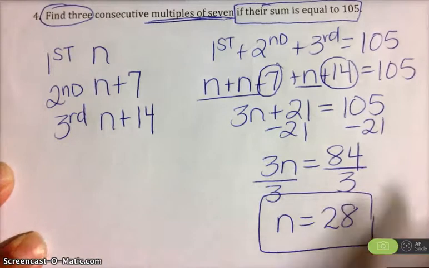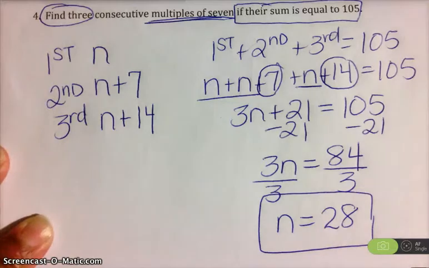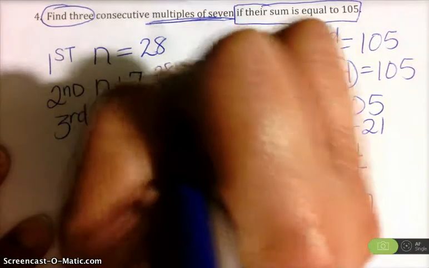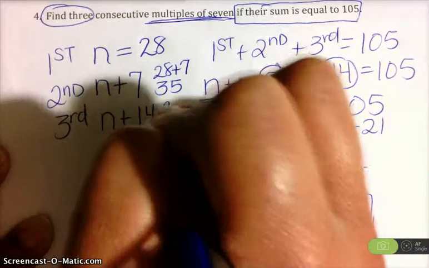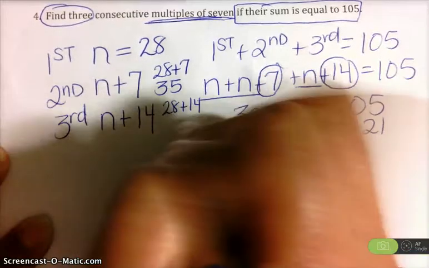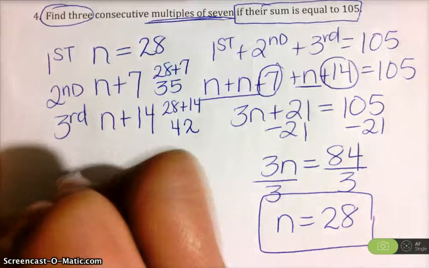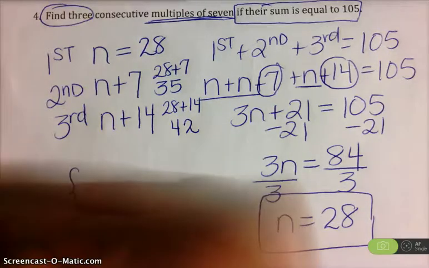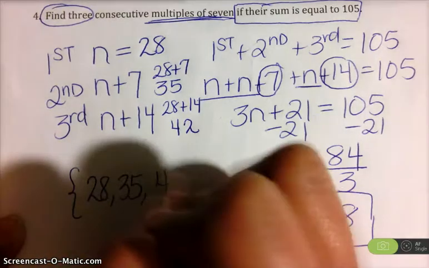So the first thing I do is I look at 28 and I ask myself, is 28 divisible by 7? And the answer to that is yes. So now I'm going to use 28 to find the second and the third number. Right? The first one is 28. The second one is 28 plus 7, which is going to be 35. And the third one is 28 plus 14, which is going to be 42. So the 3 consecutive multiples of 7 are 28, 35, and 42.